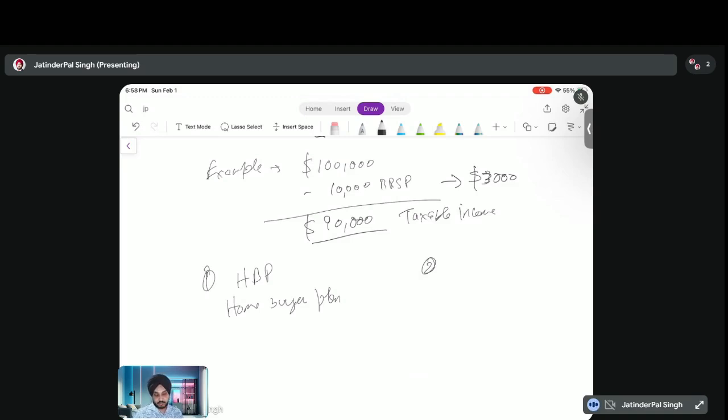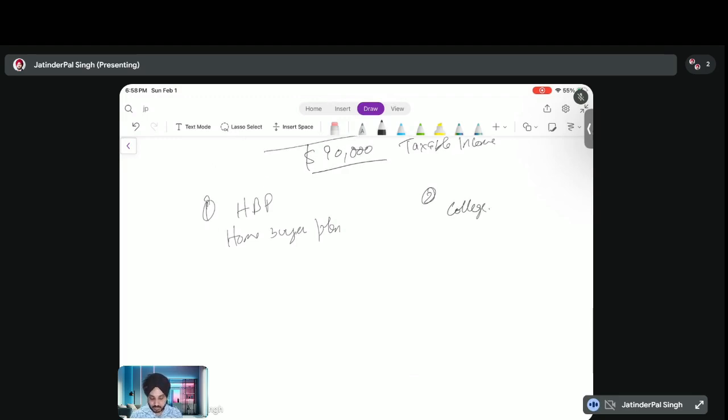and then you have to pay it back in 17 years. So there is a payback period also if you go to college. There is a payback period of 17 years. The first 2 years are a grace period where you don't have to pay, and starting from the third year till the 17th year you have to pay it back.